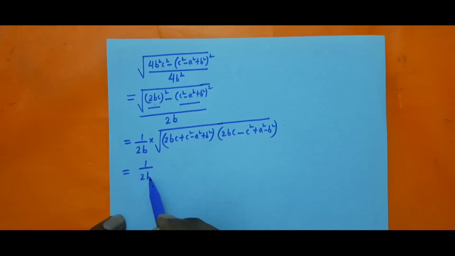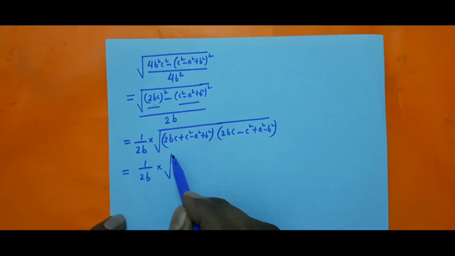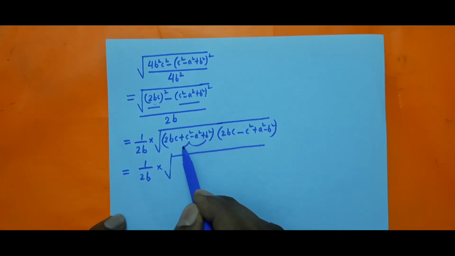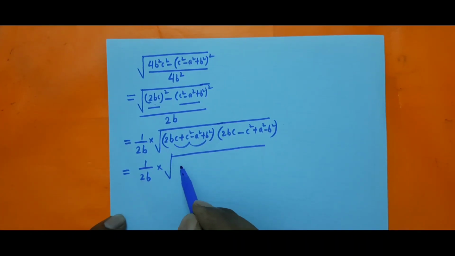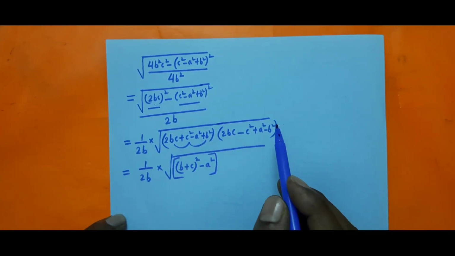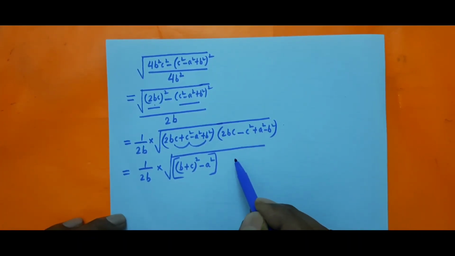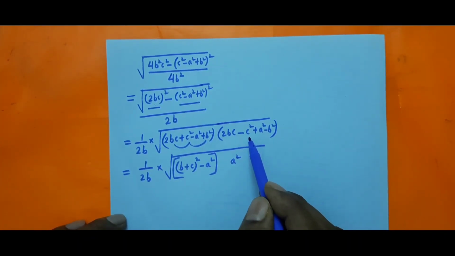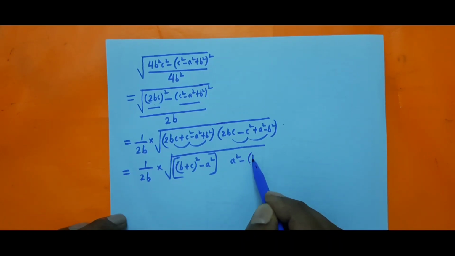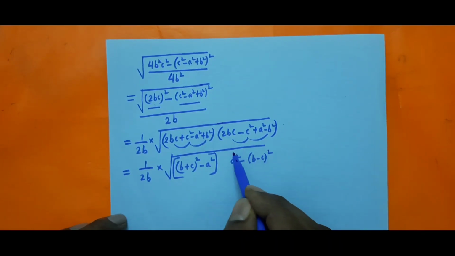Next, 1 by 2b into root of this: b square plus c square plus 2bc, you write (b plus c) whole square minus a square. And here also you write a square minus b square minus c square plus 2bc, you can write minus of (b minus c) whole square.